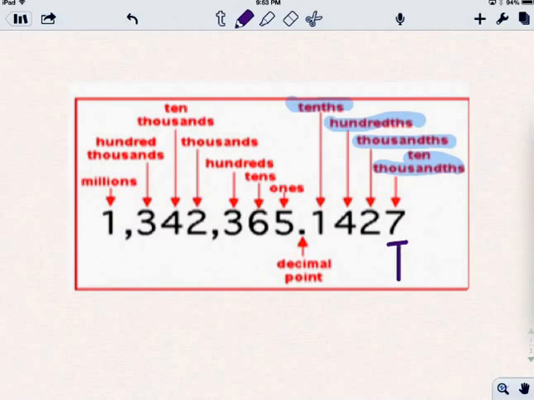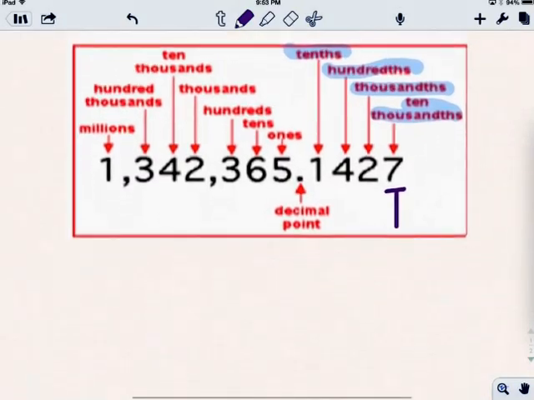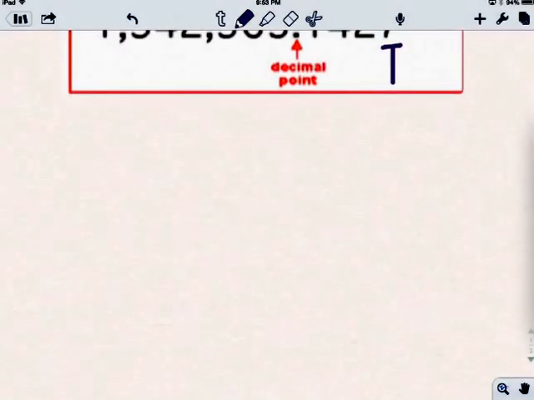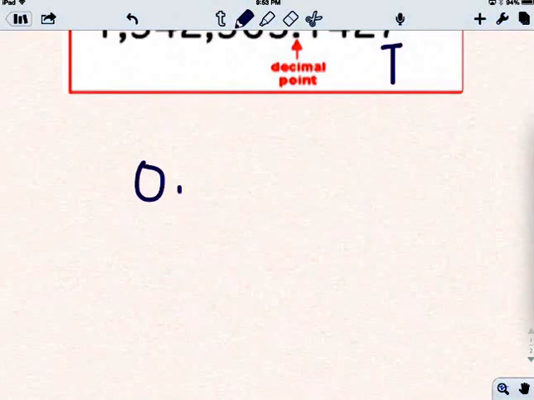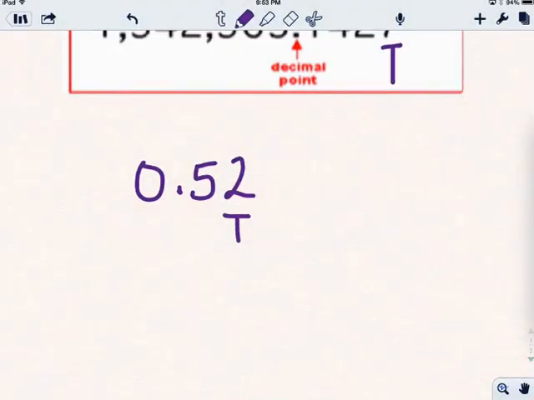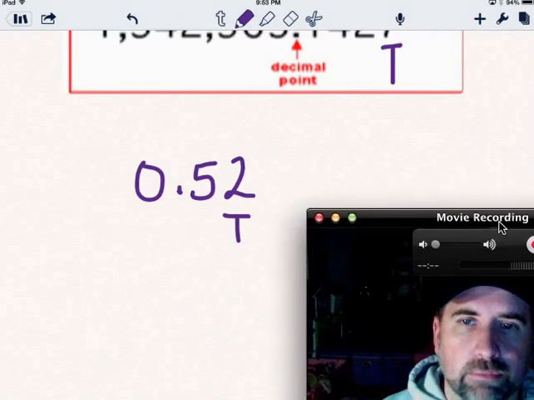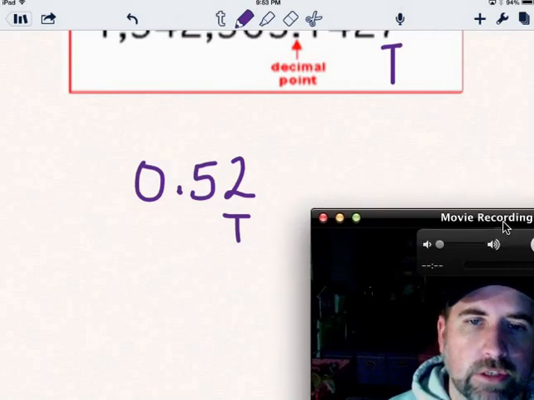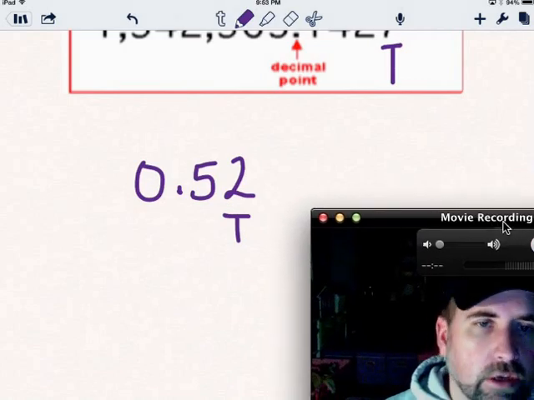Okay, so what we're going to do now is I'm going to give you an example. For example, if we're talking about 0.52, what I care about is this place value right here. This is the hundredths place. And since the number is in the hundredths place, the 100 becomes our denominator.